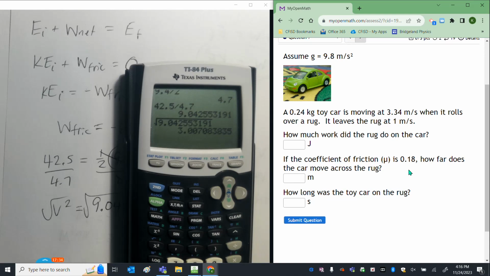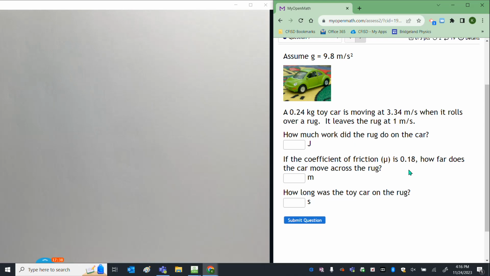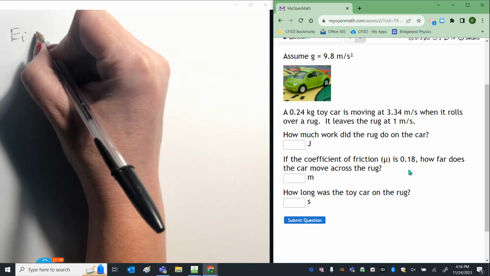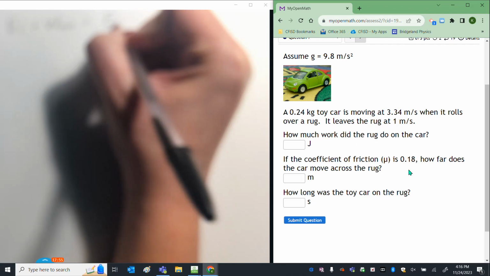Question 7. Question 7 says, a 0.24 kilogram car is moving at 3.34 meters per second. When it rolls over the rug, it leaves the rug at 1 meter per second. How much work did the rug do on the car? So again, write the energy transfer equation first. That car had initial energy, there was work done on it, and now we have a final energy at the end.